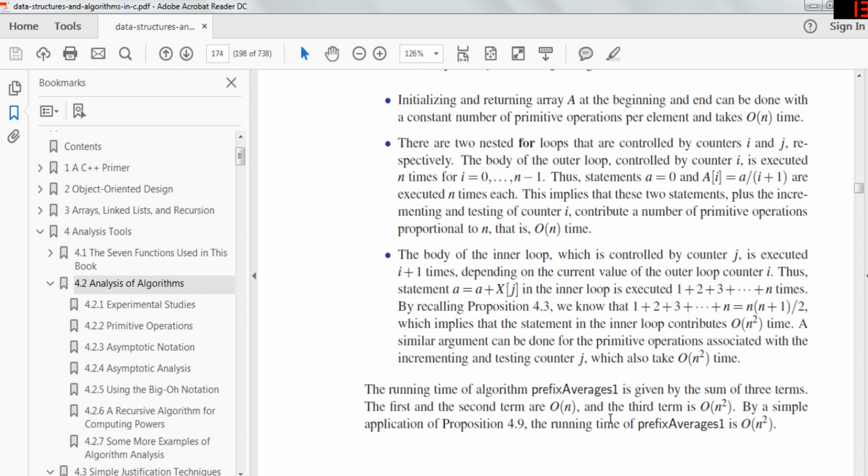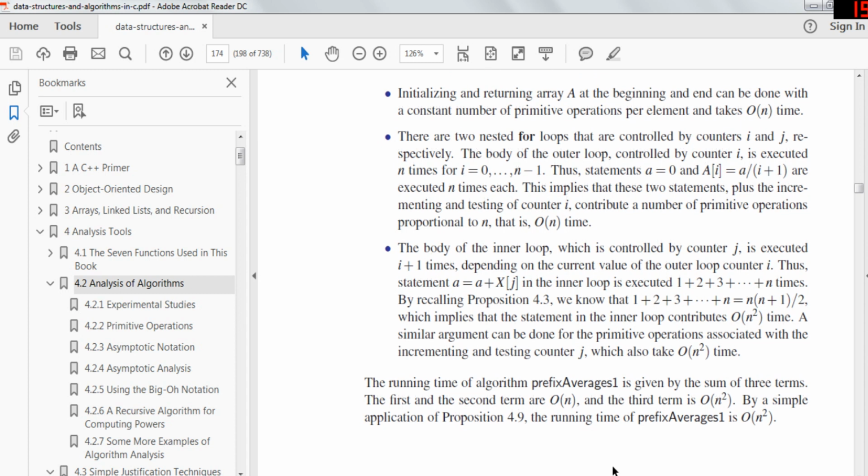The body of the inner loop, which is controlled by counter j, is executed i plus 1 times, depending on the current value of the outer loop counter i. Thus the statement A equals A plus X of j in the inner loop is executed on the order of n squared times. So that's why the inner loop contributes O of n squared time. A similar argument applies to the primitive operations associated with incrementing and testing counter j, which takes O of n squared time. The running time of algorithm prefix averages 1 is given by the sum of three terms. The first two are O of n, and the third term is O of n squared. By a simple application of the rules, the running time of prefix averages 1 is O of n squared.